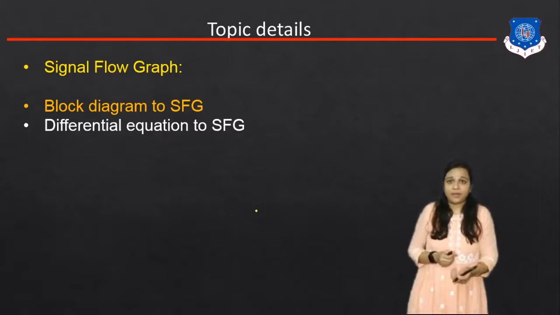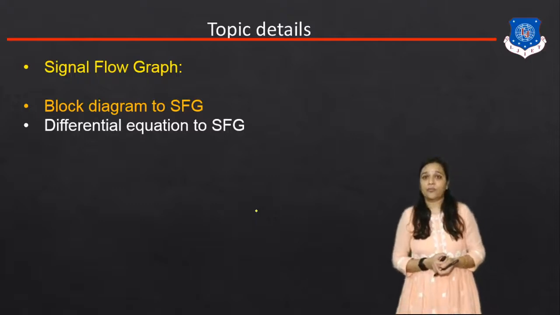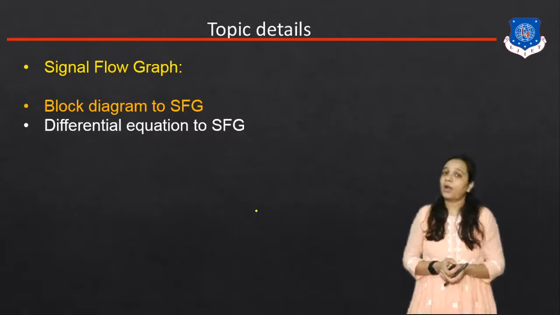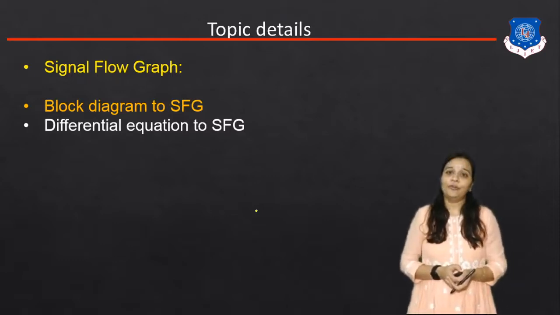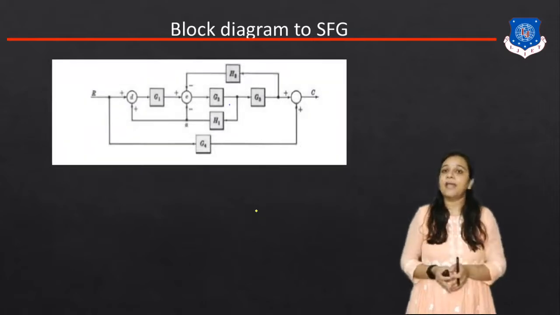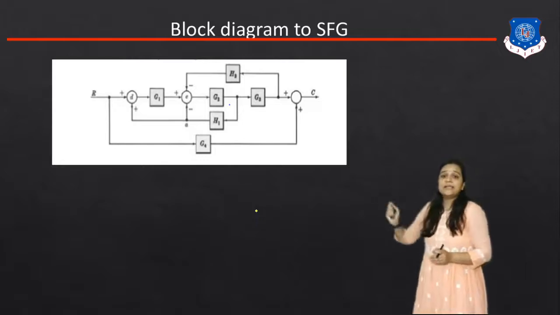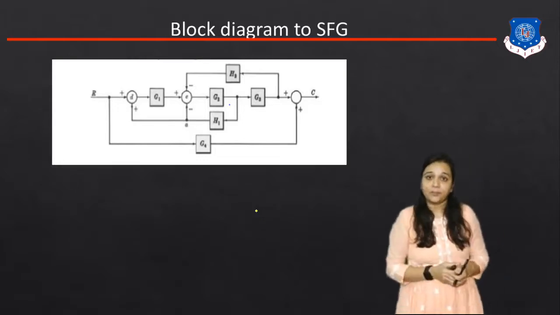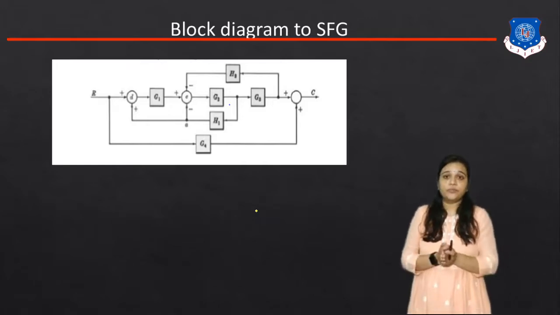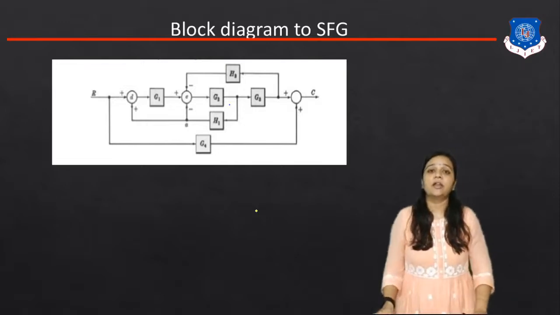In the exam, if the example is given in the form of a block diagram, they will ask you to find the transfer function using Mason's gain formula. So the first step is to convert this block diagram into the signal flow graph. The block diagram is given. As you know, R is my input signal and C is my output signal, and a number of forward paths are given.